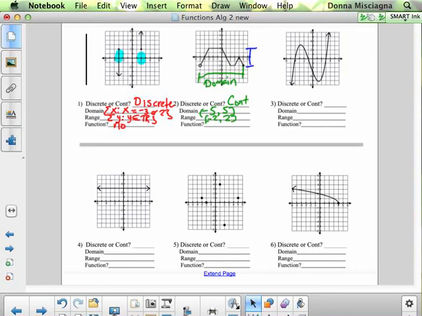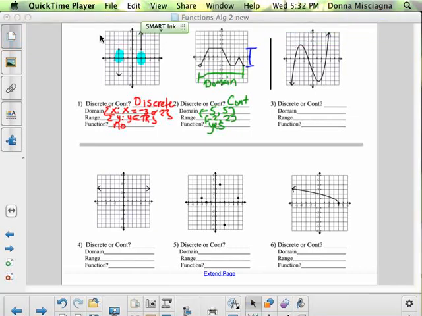And then is it a function? Well, if I have a vertical line, I only go through one point at a time. So yes, this is a function. All right, let's look at number 3. It is continuous. There are no breaks in our graph.